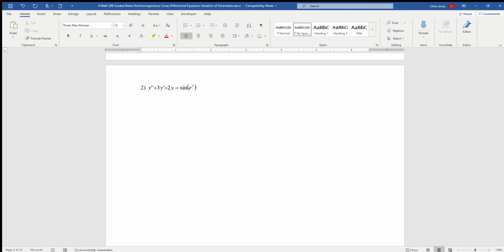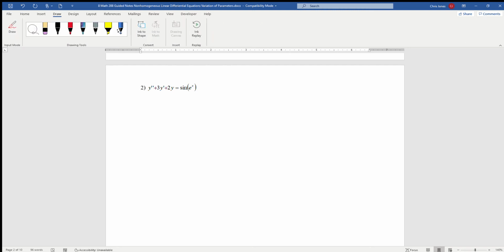A second example of being able to work with variation of parameters: y double prime plus 3y prime plus 2y equals sine of e to the x. Once again, not a simplistic function for the right-hand side, so variation of parameters might be a little bit more efficient than trying to guess something that's not as obvious. Let's quickly go through the complementary solution to this.